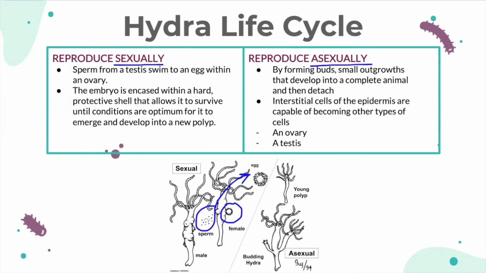Next is reproducing asexually. It is produced by forming buds here. And it will develop into a complete animal and then detach. Interstitial cells of the epidermis are capable of becoming other types of cells. For example, an ovary, or it could be a testis.